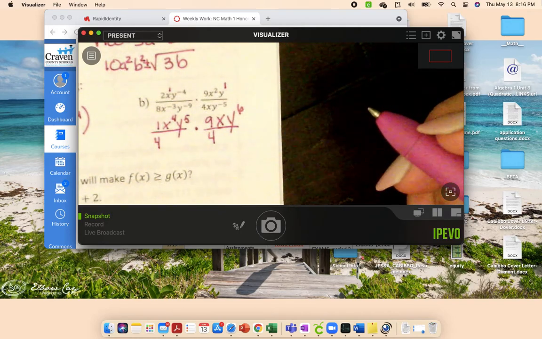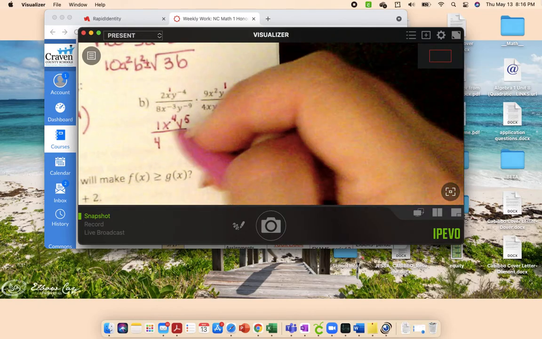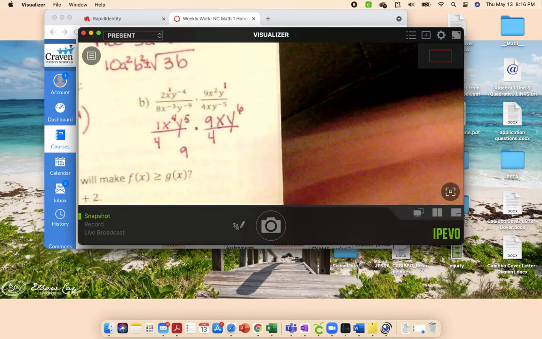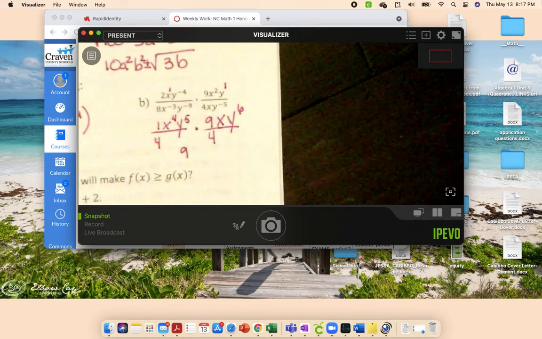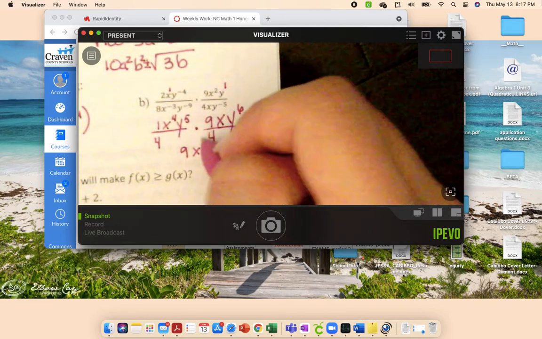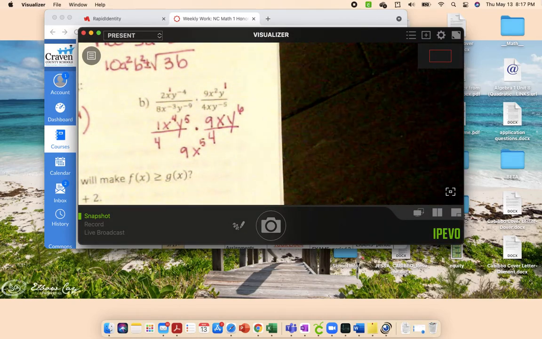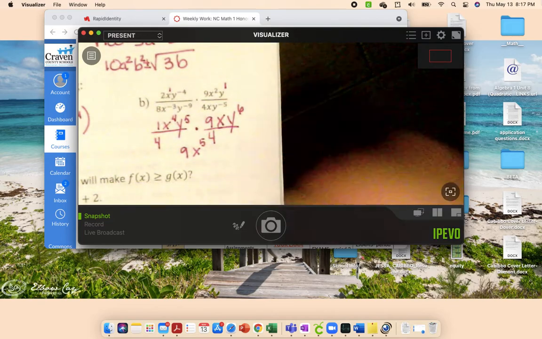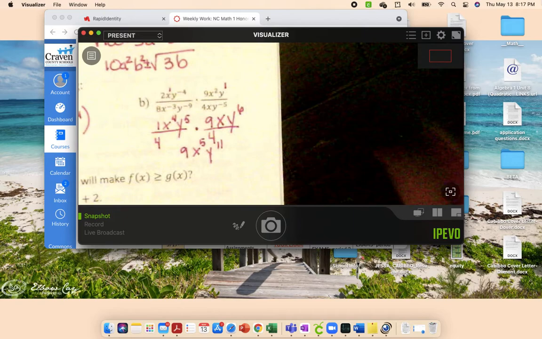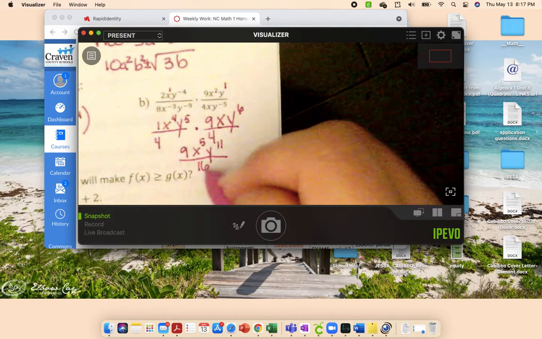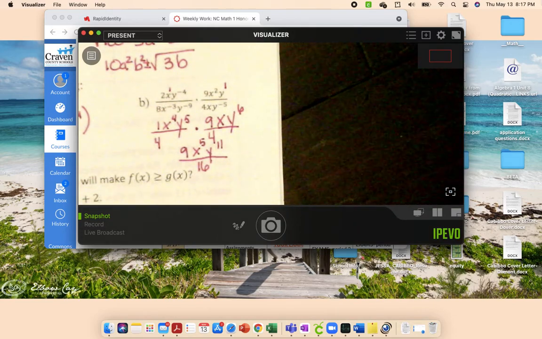And now I get to go ahead and take a look at this. Multiply across the top. 1 times 9 is 9. X to the 4th times x. Again, they've got their own bases, and we're going to go ahead and add them up. So 4 plus 1 is 5. Y to the 5th times y to the 6th, we're going to add them up and get y to the 11th. Our denominator: 4 times 4 is going to get me 16. And then we want to take a look at our constants and see if we are able to simplify them. When we take a look at 9 and 16, we realize that we're done.